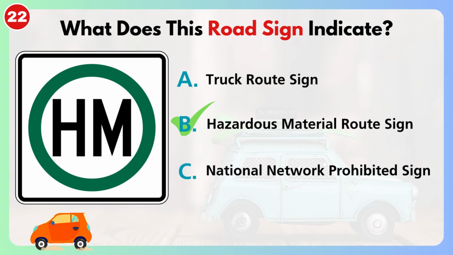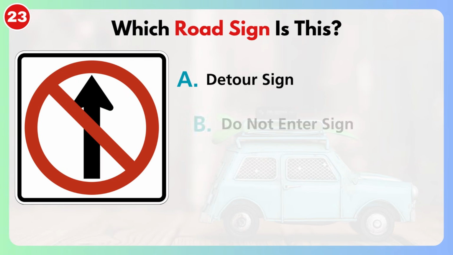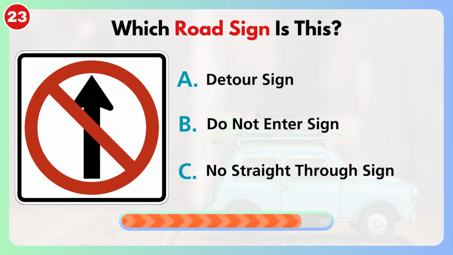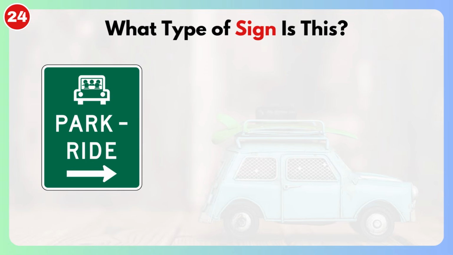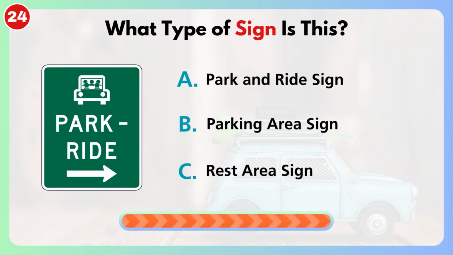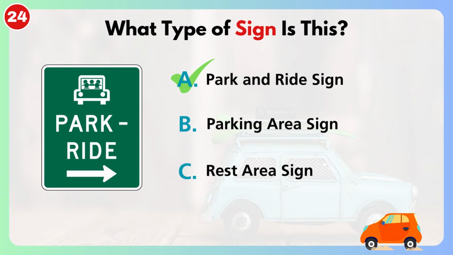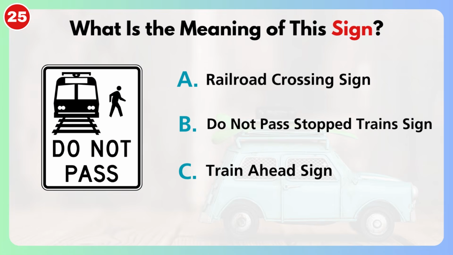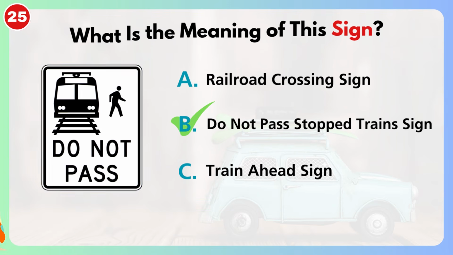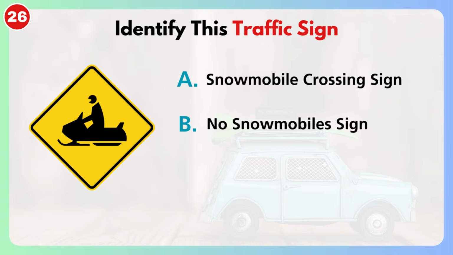Hazardous material route sign. Which road sign is this? No straight through sign. What type of sign is this? Park and ride sign. What is the meaning of this sign? Do not pass stop train sign. Identify this traffic sign.